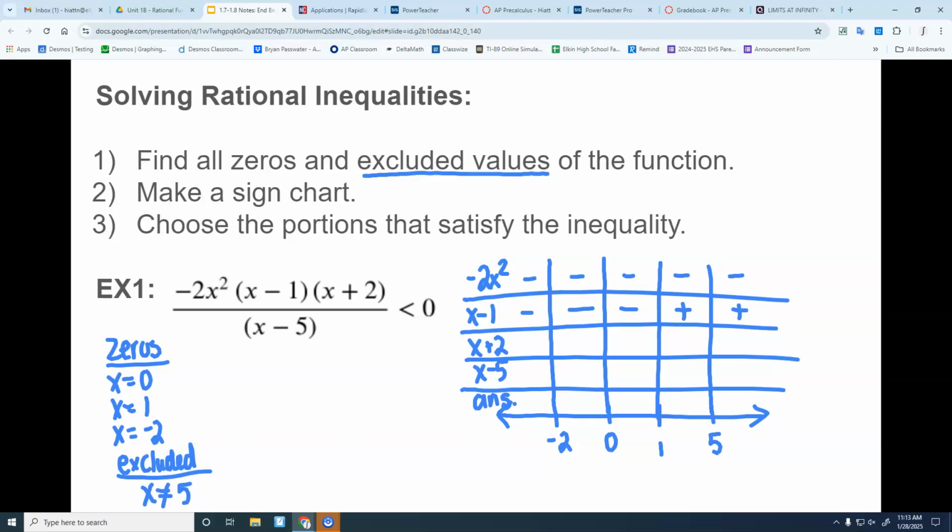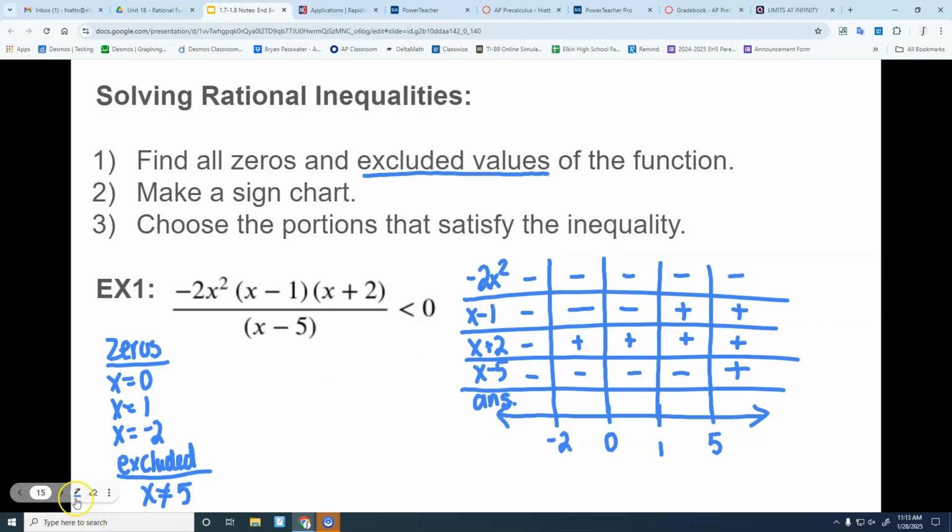Do the same thing with my 2. I'm going to get a negative here. X plus 2, like if I plug in a -1, now I start to get positives, and that's going to carry across for all of these. And then my x minus 5 is going to be negative all the way up to the 5. And if I plug in something bigger than 5, like a 6, I'll get a positive.